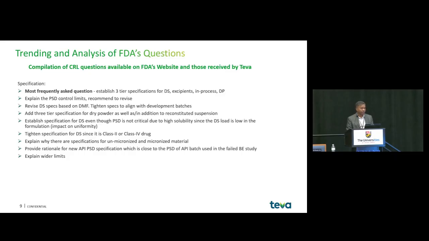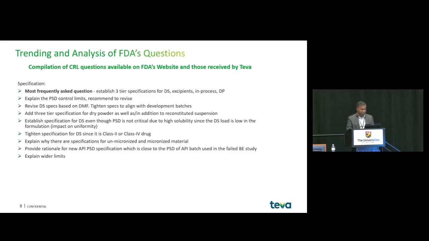And again, here we have a dilemma, because sometimes you also get questions where they say tighten it based on your development batches. So again, do we go with the DMF or do we go with what we have in development? Add 3-tier specifications for dry powder as well as for the reconstituted suspension.